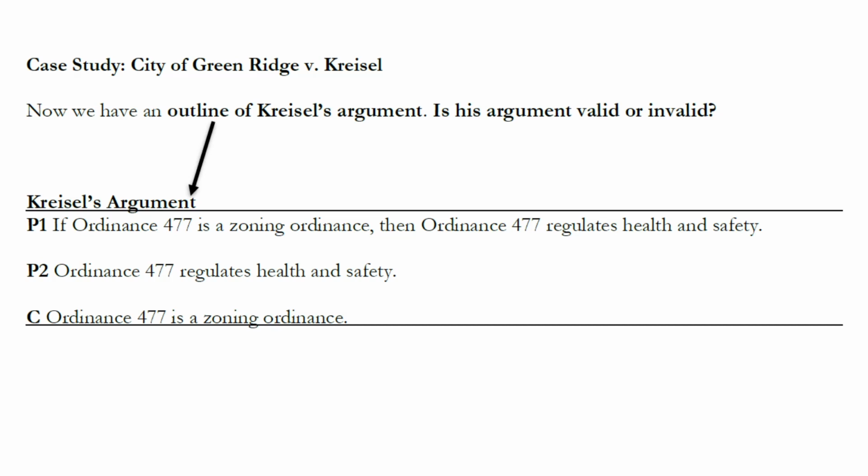If Ordinance 477 is a zoning ordinance, then Ordinance 477 regulates health and safety. Ordinance 477 does regulate health and safety, therefore Ordinance 477 is a zoning ordinance. What I want you to do now is determine whether the argument is valid or invalid, and determine whether the argument follows the modus ponens or affirming the consequent logical structure. Pause this video, take a moment to think about your answer, and then restart the video when you are ready for me to explain the correct response.